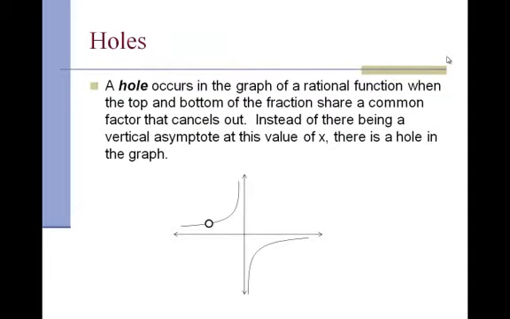Now, a hole in a graph occurs when a rational function has a factor on the top and on the bottom that are the same factor and cancel out. Instead of there being a vertical asymptote at that value of x, there's a hole instead. And this picture shows you what a hole in the graph would look like. Now, your calculator will not show you where a hole in a graph is. It's something that we just kind of make a mental note of and draw in ourselves as we draw a picture of the graph.